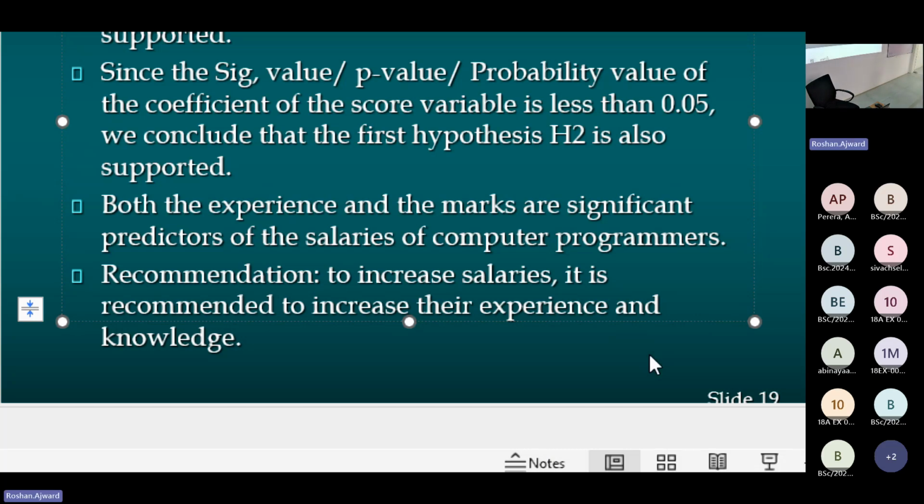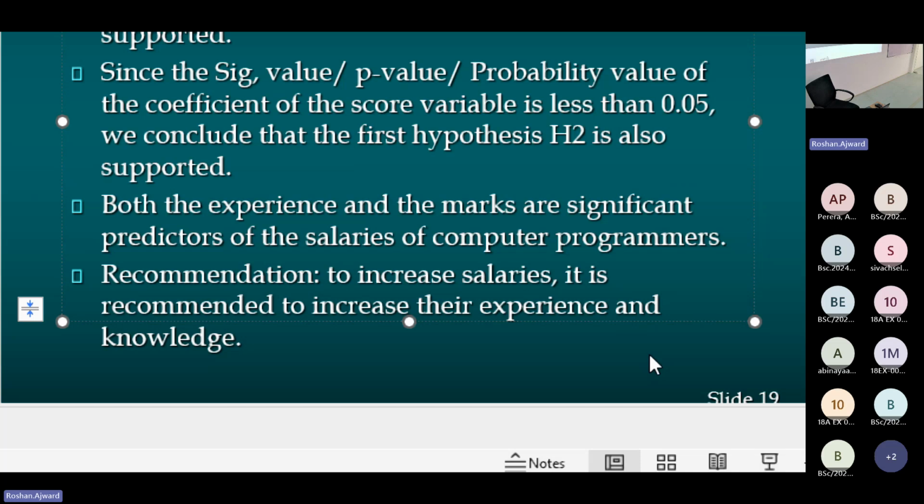Give you recommendations for significant predictors. If there's some insignificant variable which was above 0.05, you don't use this recommendation. No point giving a recommendation for an insignificant variable. Recommendation to increase salaries. It is recommended to increase their experience and knowledge. By increasing knowledge, they will increase their aptitude test mark. Marks are knowledge. Increase the experience, increase the mark.